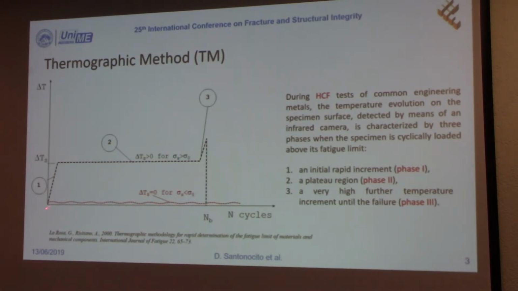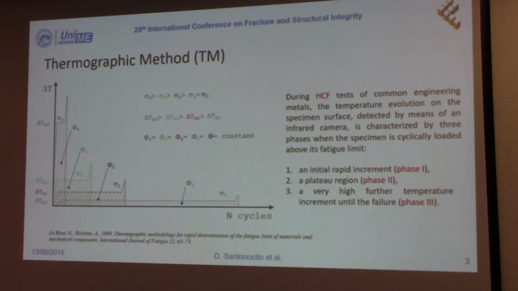If we calculate the integral of the temperature versus the number of cycles, we can assess an energetic parameter called phi. This energetic parameter is constant, so given a series of increasing stresses, we can assess that the stabilization temperature will increase also, but the energetic parameter is a constant of the material.